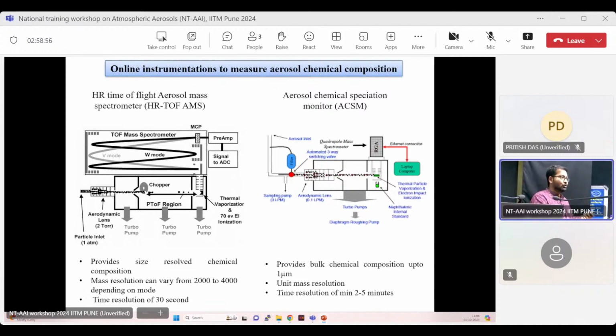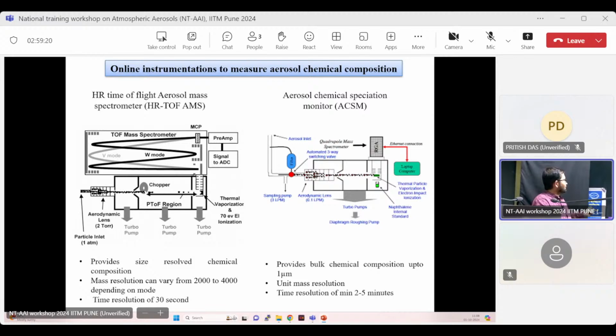Do you know the mass of carbon dioxide? It's 44. Whenever you get CO2 here, in your detector it will be detected as m/z 44. So this is basically the particle to molecular transformation through evaporation and ionization.